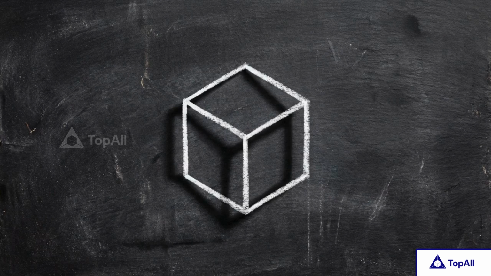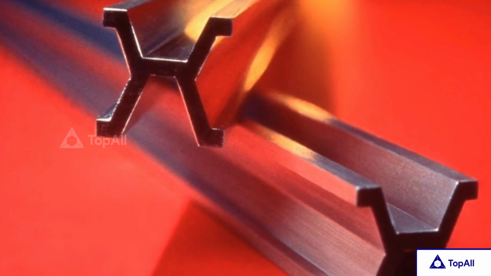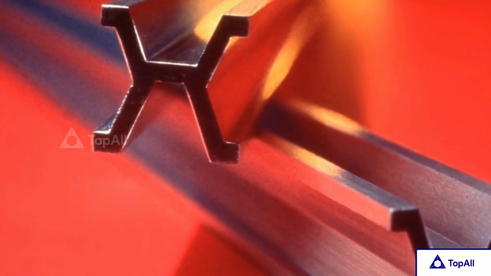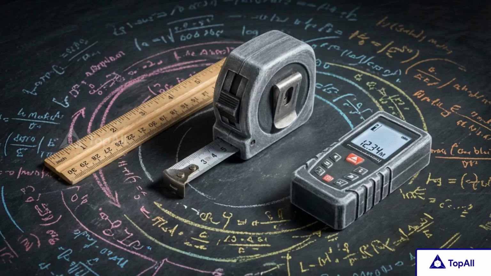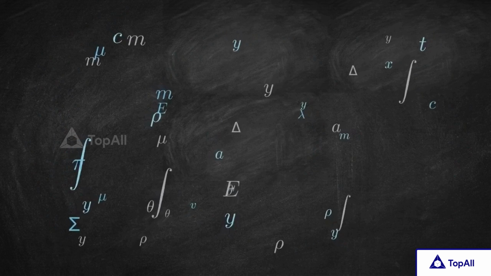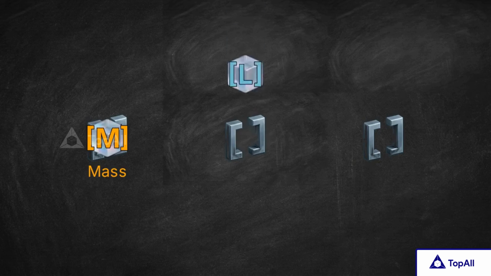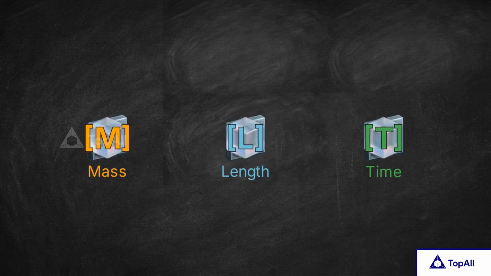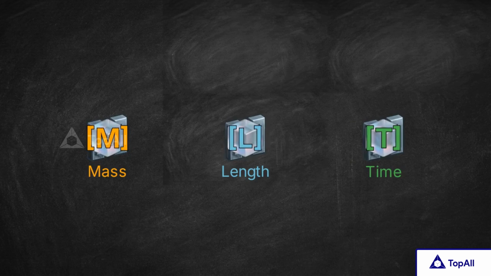In physics, a dimension is the absolute nature of a measurement. Whether you measure a table in meters, inches, or light years, its baseline identity is still length. The dimension doesn't care about the magnitude or the specific measuring stick you used. For the mechanics of the universe, almost everything breaks down into three primary dimensions. We write them in square brackets to separate them from regular variables: [M] for mass, [L] for length, and [T] for time. Think of these three brackets as the base alphabet of physics.